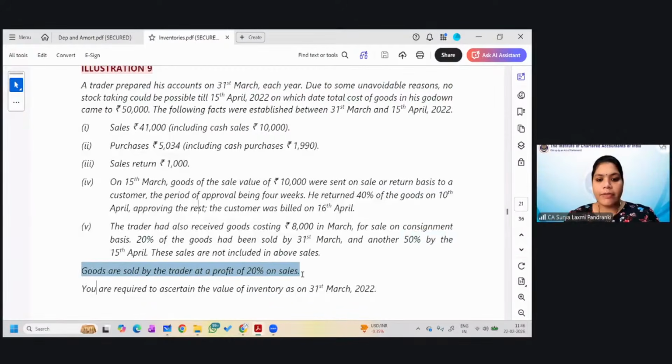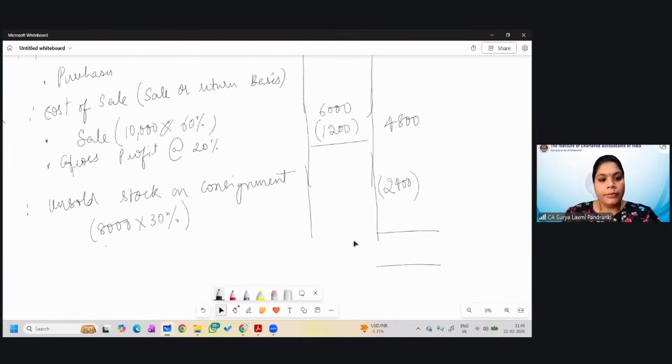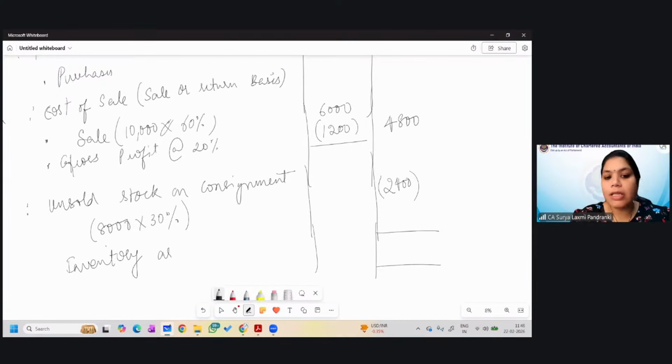That's it, I think. We have taken this gross profit percentage, the rest are all there. Just calculate. Yes, because they are left in our inventory only, we are removing it. Because they are not our inventory, they are someone else's inventory, we have to remove. Inventory as on 31st March 2022.